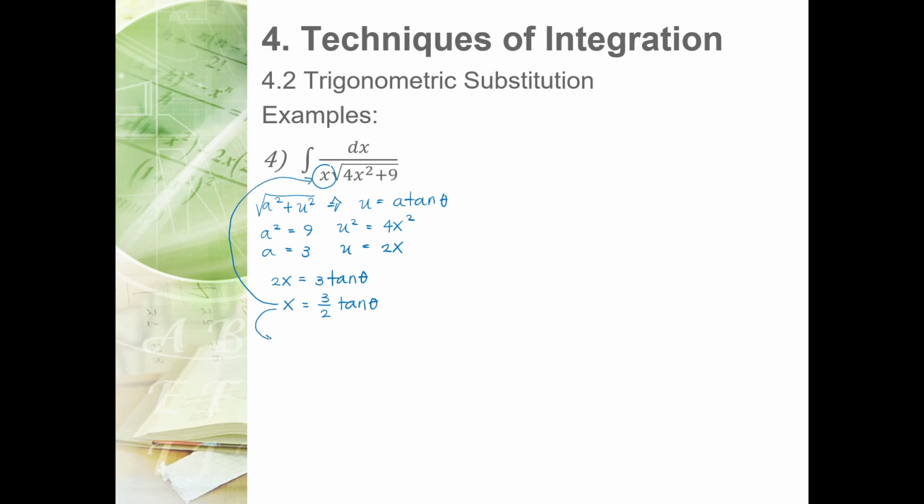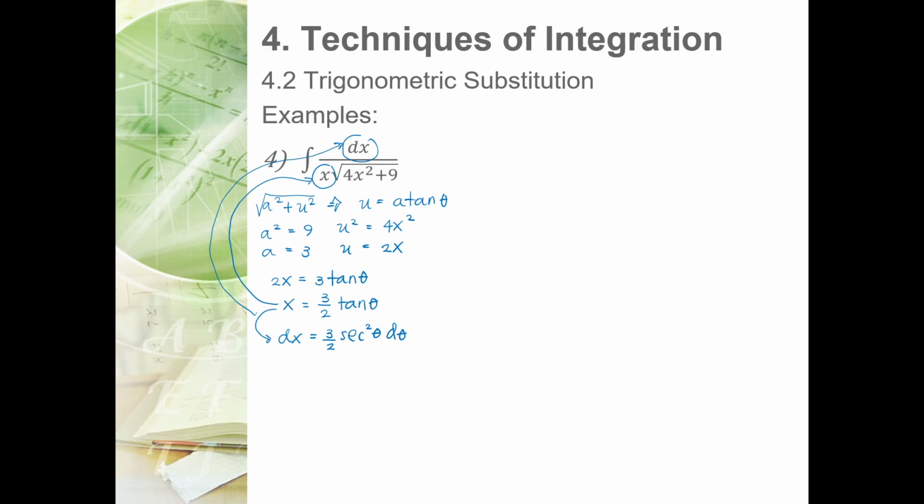Next is getting the dx. So dx is 3 halves, and the derivative of tangent is secant squared theta d theta. We can now replace dx.